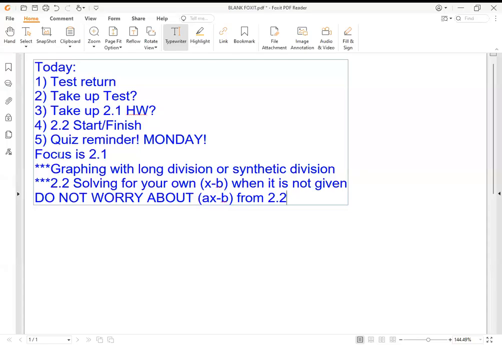Okay. So once again, yesterday at the end of class, I kept on telling you, you got to divide, you got to divide, you got to divide. Remember remainder theorem: plug it in, get a number.